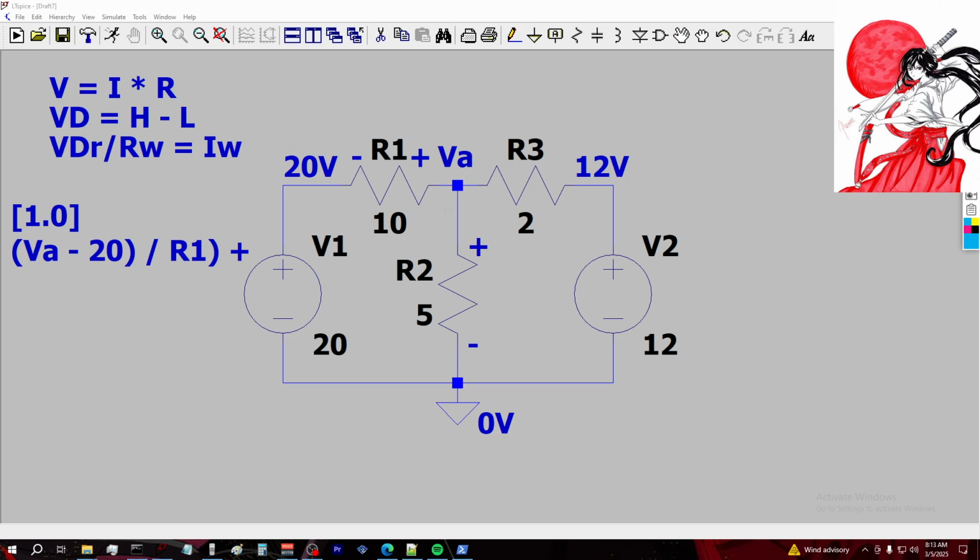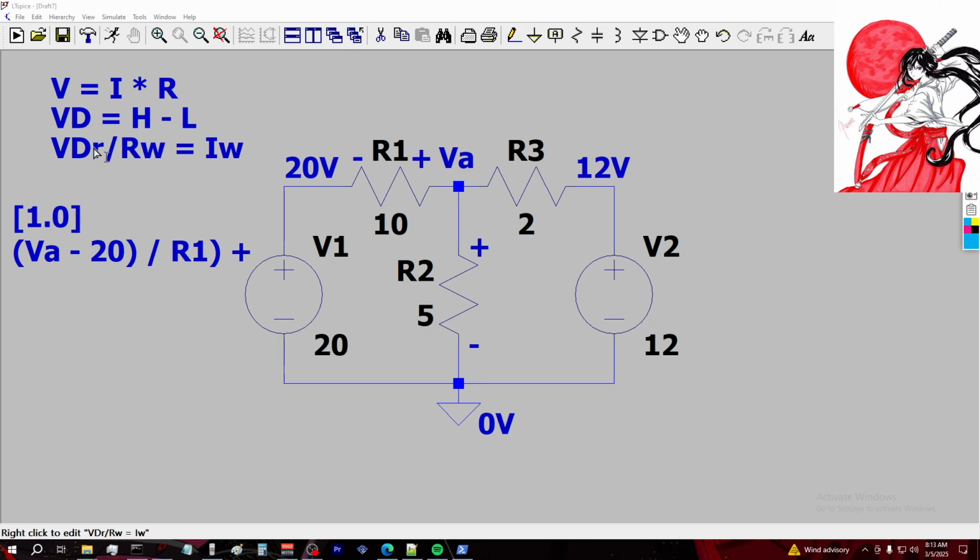So how do we find the current across this resistor? Well, we can look at our equation right here. It says the voltage difference across the resistor, which is high potential minus low potential, which is VA minus 0, right? The voltage difference across that resistor divided by the resistance of the wire is going to equal the current of the wire. So let's write that equation real quick.